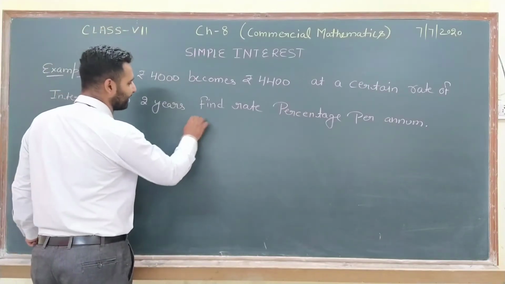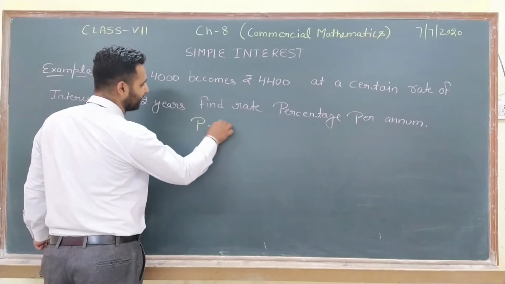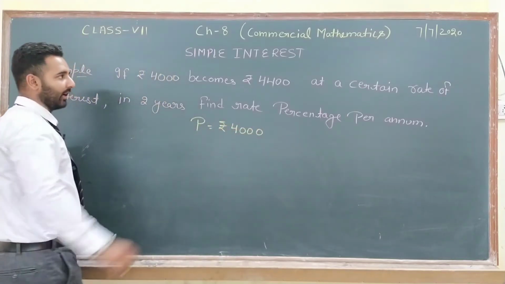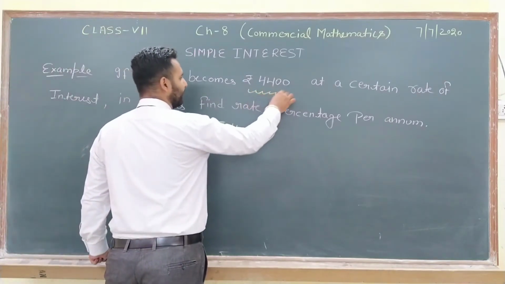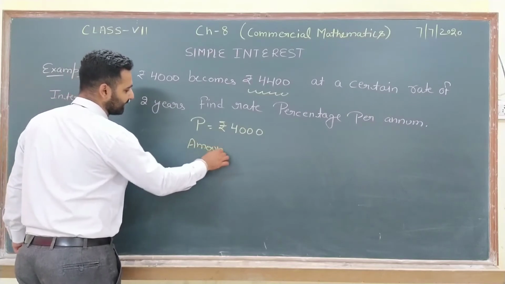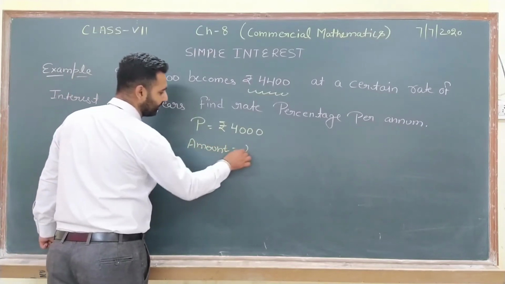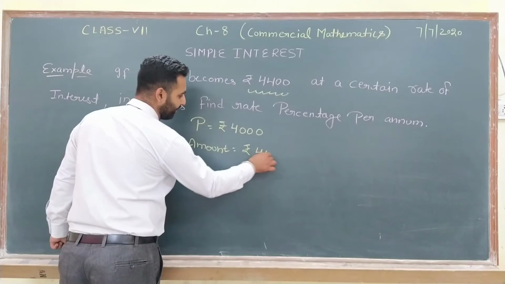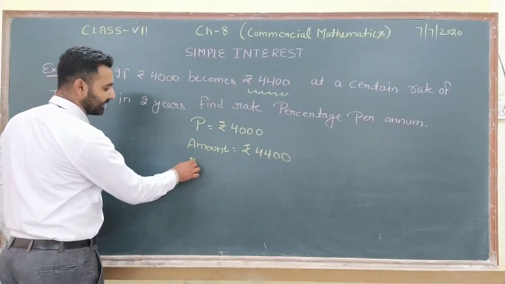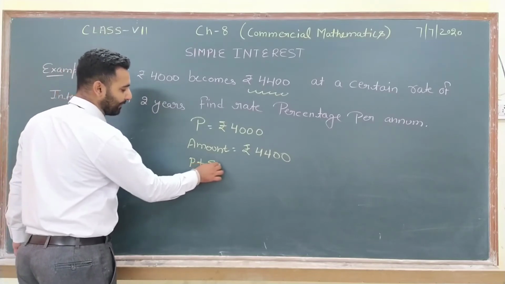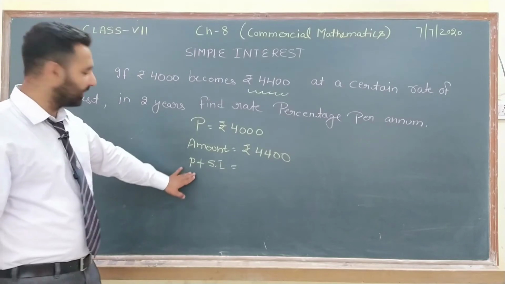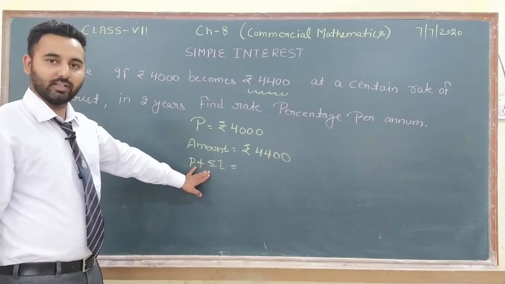Now, what is given to you? Principal is rupees 4,000. And this 4,400, this complete thing we used to write as amount. So, amount we got is rupees 4,400. The formula for amount is principal plus simple interest. Here we are discussing simple interest, that's why I am writing simple interest.